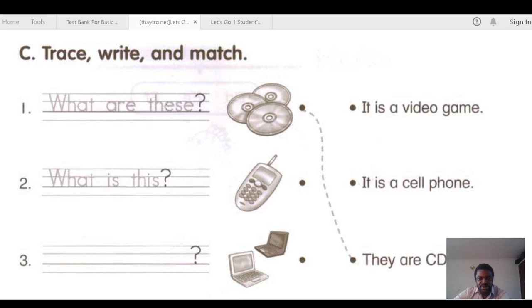When you have a lot of things and they are near you, we use these. But when they are far away from you, you say those. You change E-S-E to O-S-E and it becomes those. Okay, see here, what is this? Because this is one, that's why we use is. What is this? Number 2, what is this? We use is because this is one thing. Okay? So what are these? We use these because there are many, and that's why we use are.